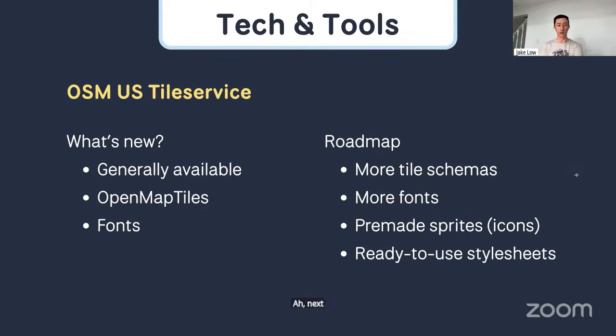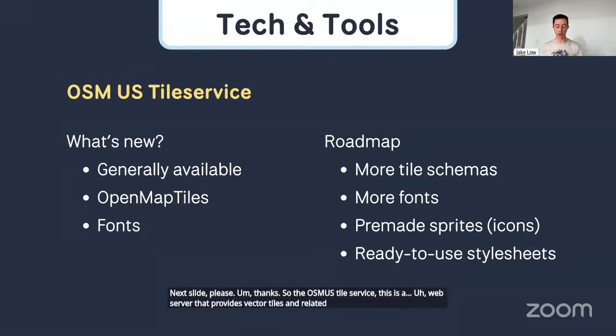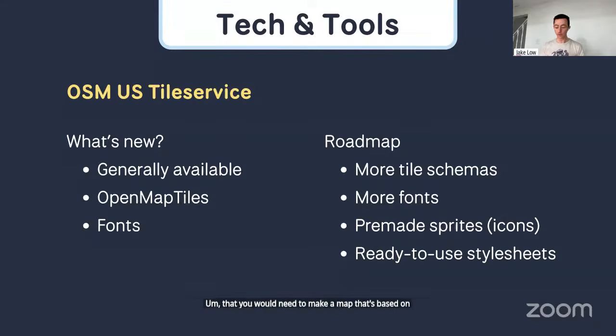Next slide, please. Thanks. So, the OSM US tile service. This is a web server that provides vector tiles and related resources that you would need to make a map that's based on OpenStreetMap data. What's new with the tile service is that last fall, we launched it to the public. It's generally available now. It is free to use for low volume, non-commercial use.